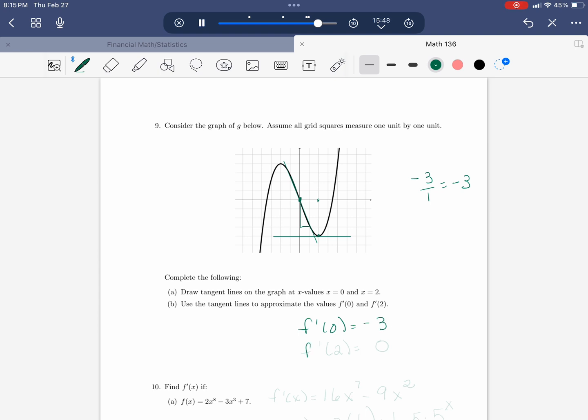Now find the slope at 2. And we know it's a horizontal line, and the slope of any horizontal line is 0. Okay. All right, moving on to 10.